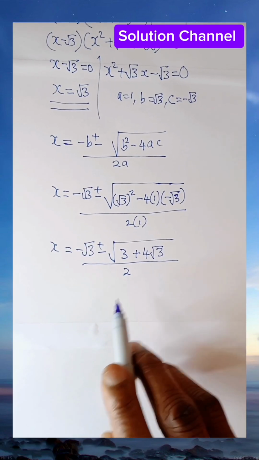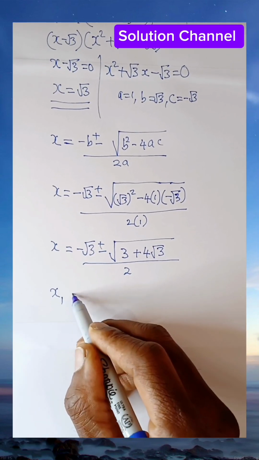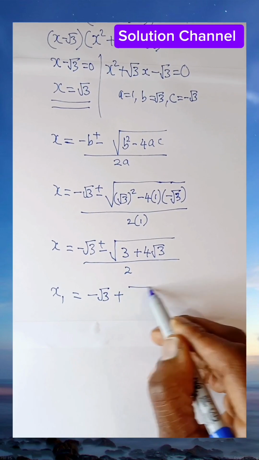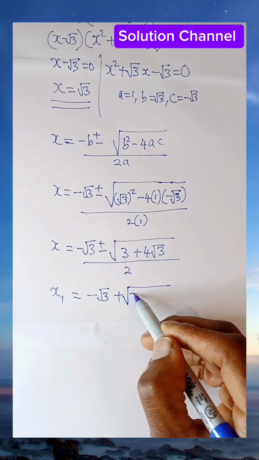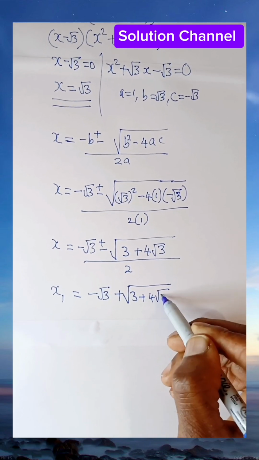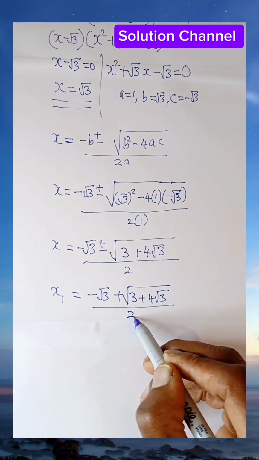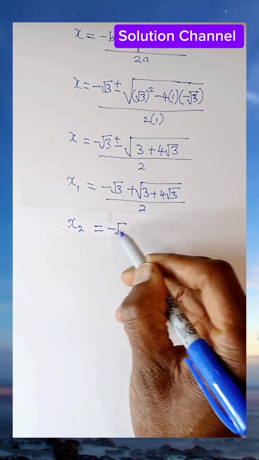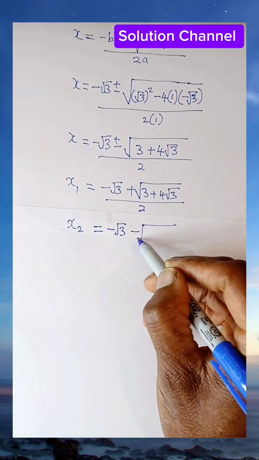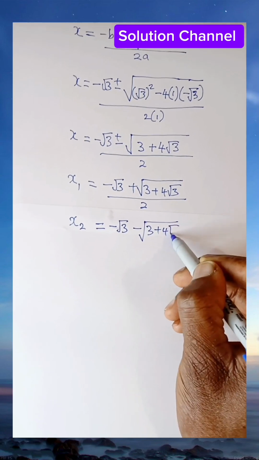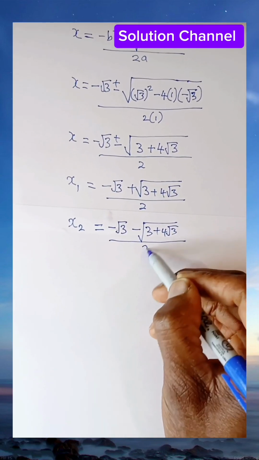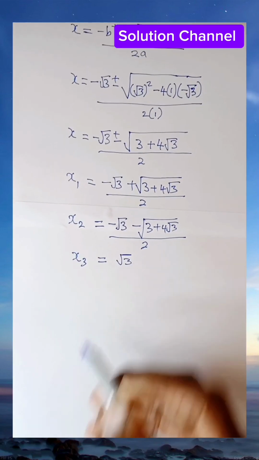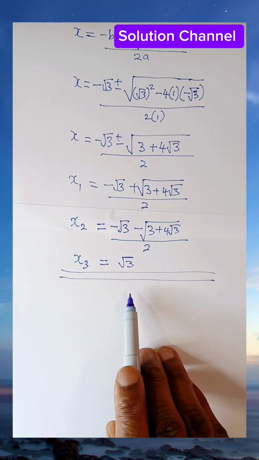We are going to have two values for x. We will say x1 is equal to minus the square root of 3 plus the square root of 3 plus 4 times the square root of 3, divided by 2. x2 is equal to minus the square root of 3 minus the square root of 3 plus 4 times the square root of 3, divided by 2. And x3 is our first solution, which is the square root of 3. These are the values of x that satisfy the equation.